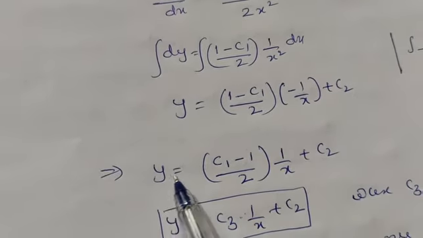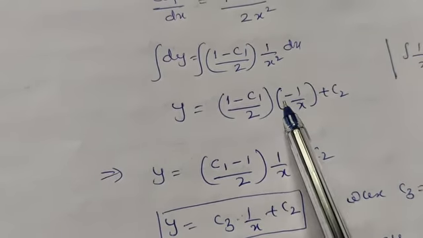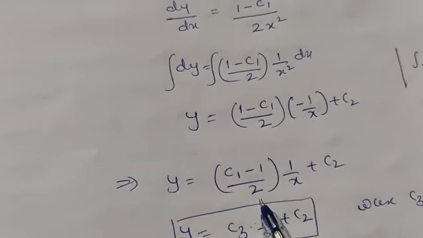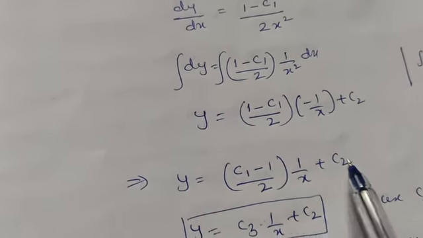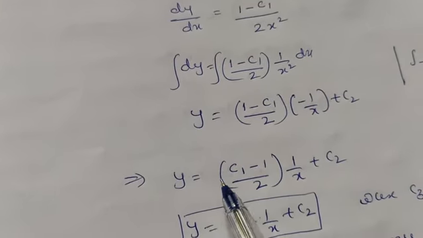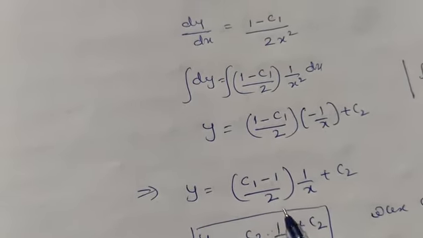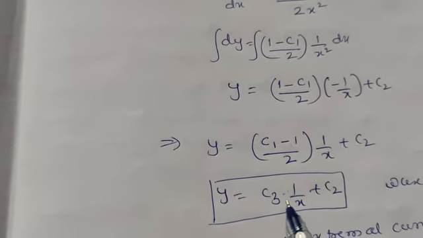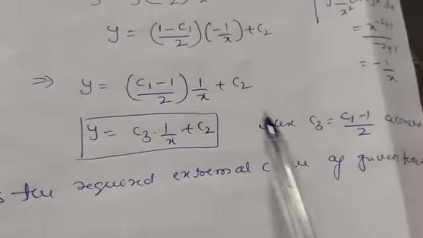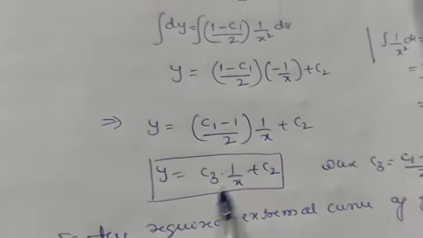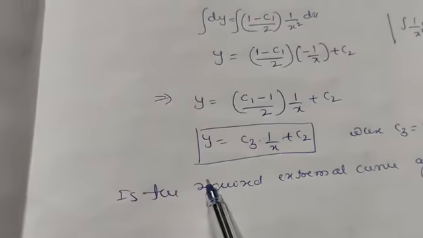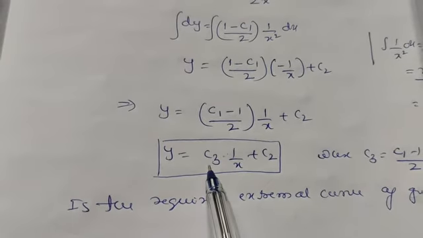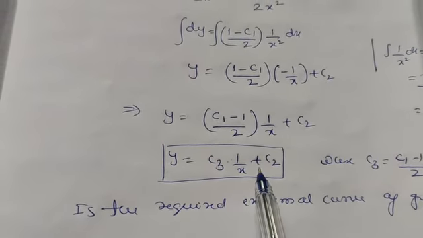So this is y is equals to, here minus sign is there, multiplying with minus, we have c1 minus 1 divided by 2 into 1 by x plus c2. Let us take this as one more constant, c3. y is equals to c3 into 1 by x plus c2, where c3 is c1 minus 1 divided by 2. So this is the extremal curve for the given function, that is y is equals to c3 1 by x plus c2.